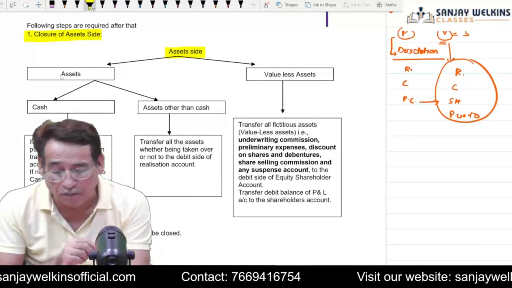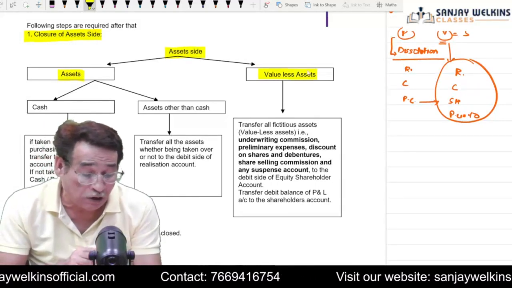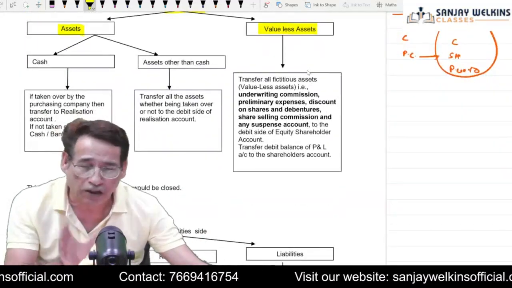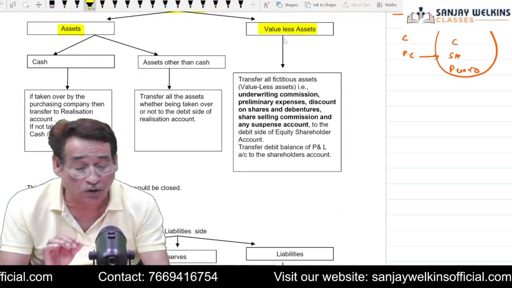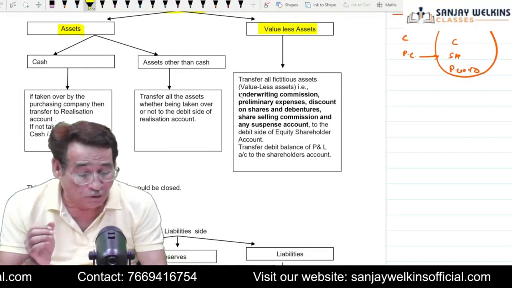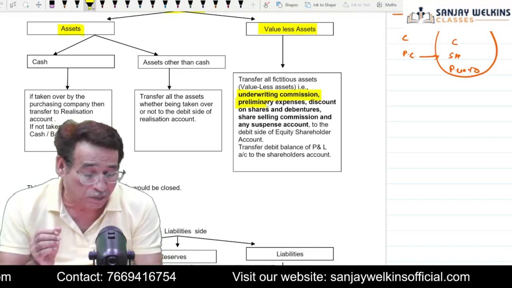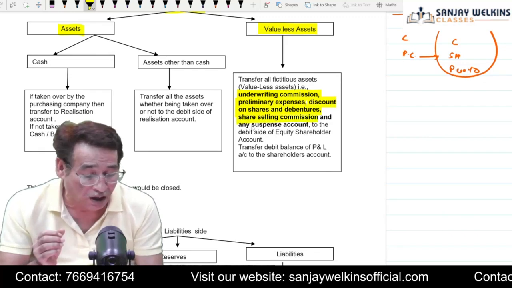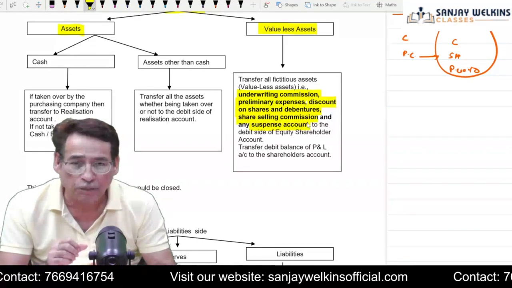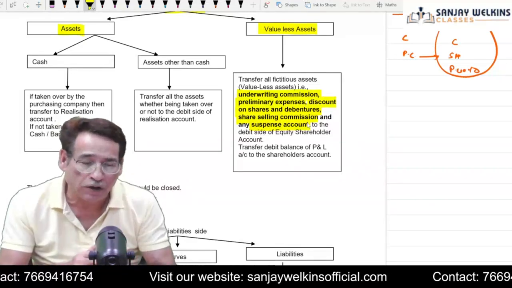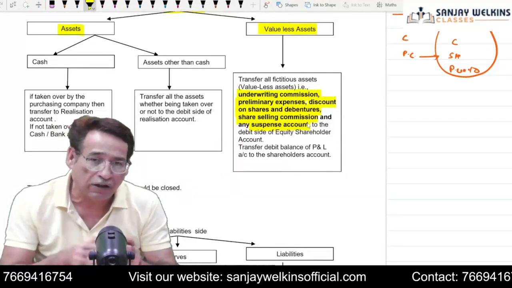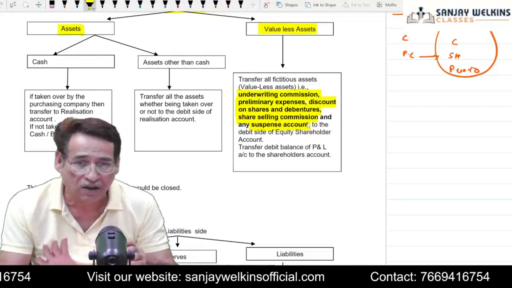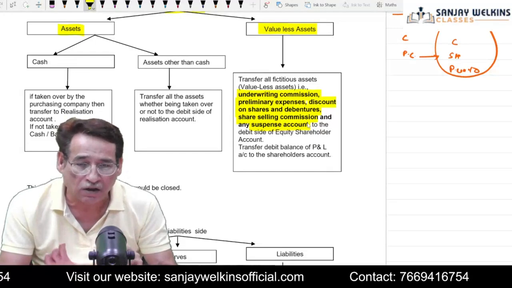Generally, asset side comprises of two things, assets and valueless assets. On the asset side, there are some items which are not basically considered as asset. Those are known as valueless asset. For example, underwriting commission, preliminary expenses, discount on shares and debentures, share selling commission, or any suspense account. These items appear on the debit side or on the asset side, you may say so, but they are in reality not assets. They are valueless assets. Is it clear to you?